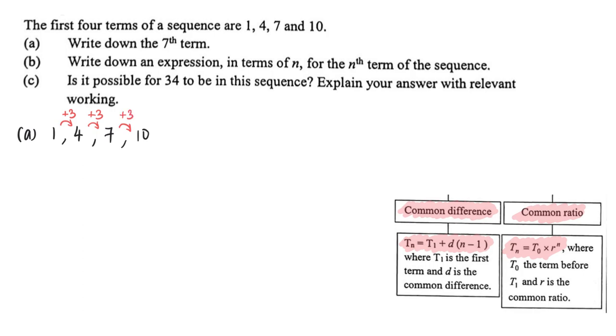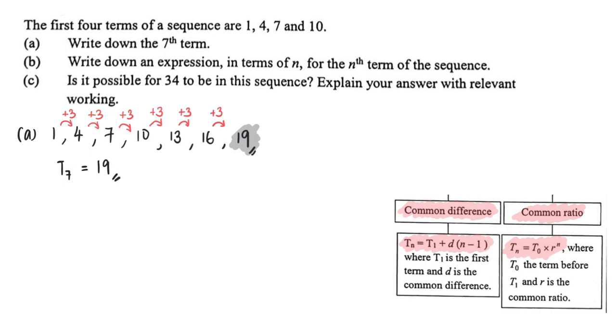to this. So the next term will then be 13, followed by 16, followed by 1, 2, 3, 4, 5, 6, 7. My seventh term will be 19. And that is the answer for this question. Seventh term is 19. Okay, so T7 equals 19.